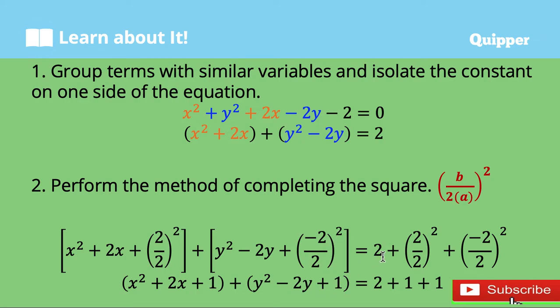Now, on the other side, we already have our 2 as our constant. And we need to add what we've added on the left side. We also have to do that to the right side. Since we've added 2 over 2 squared and negative 2 over 2 squared, we also have to add that one to the right side so that it will be balanced. And the simplification for this is just 1 and the other is also 1. So we have now 2 plus 1 plus 1 which is equal to 4.